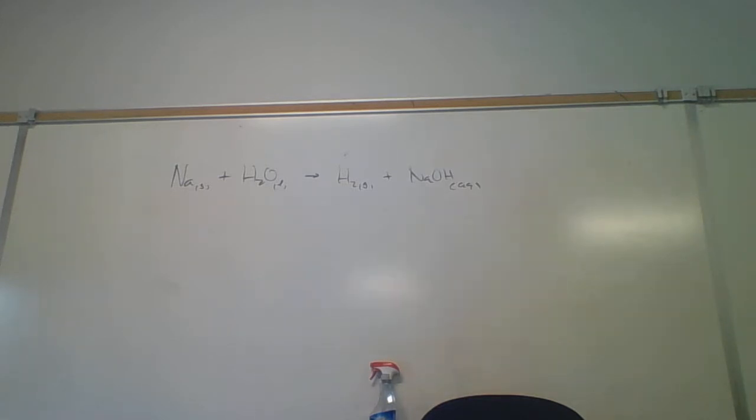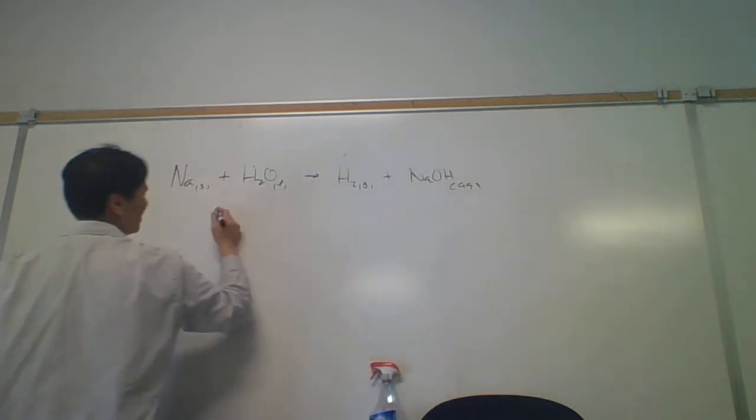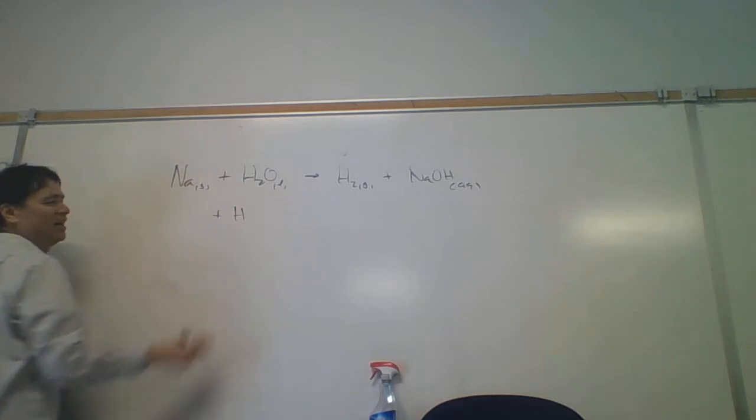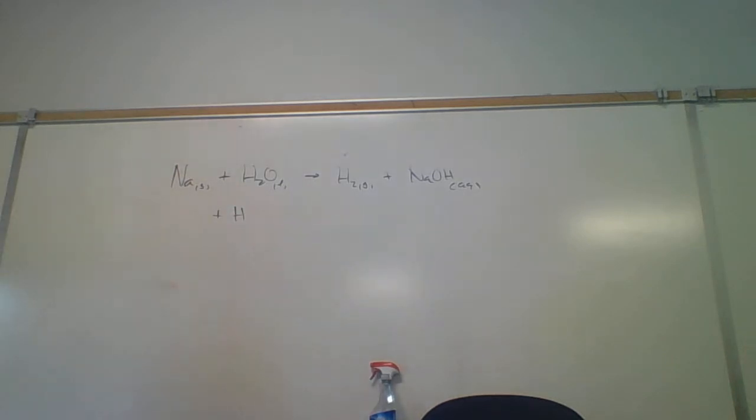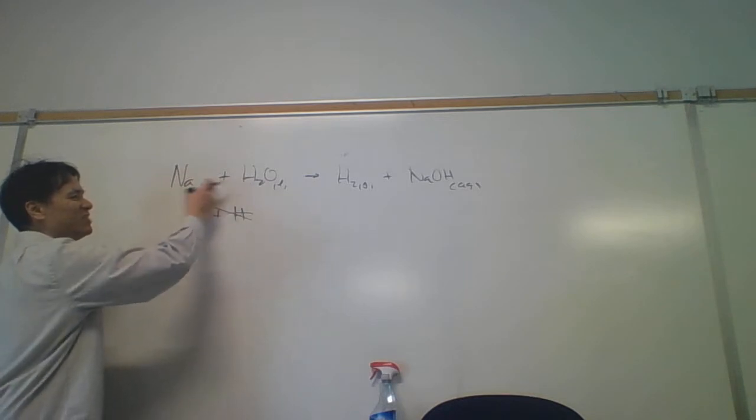We can't just add another hydrogen. So for example, if I want to just add another hydrogen atom to the left, is that something that's doable? No, it's not doable because when we look at the reaction here, it's just a chunk of sodium metal going in water. They're not adding atomic hydrogen to this. And so I can't just add another hydrogen here. So I have to balance it by changing the coefficients.